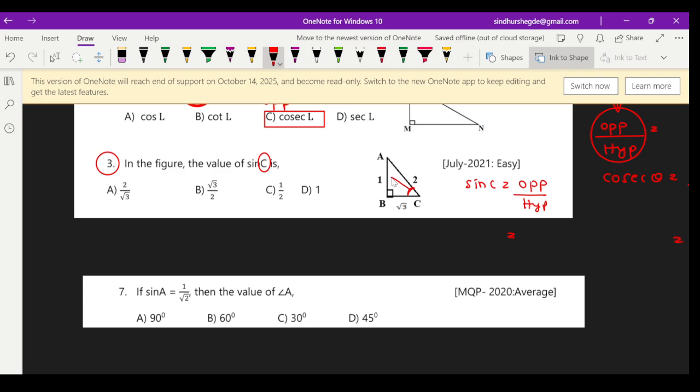What is the opposite side of C? Angle C is there, so the opposite side is nothing but AB. So write down that AB. AB divided by hypotenuse. Hypotenuse is AC. So AB by AC is the answer. Sorry, it is not 2 by root 3. AB is 1 and AC is 2. So the correct answer is option C.